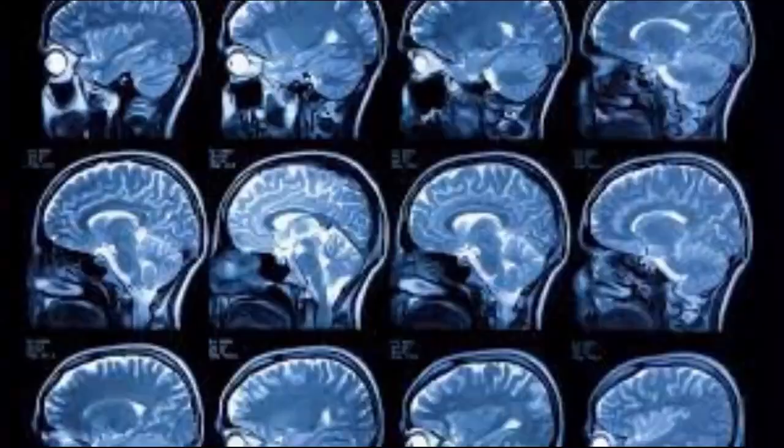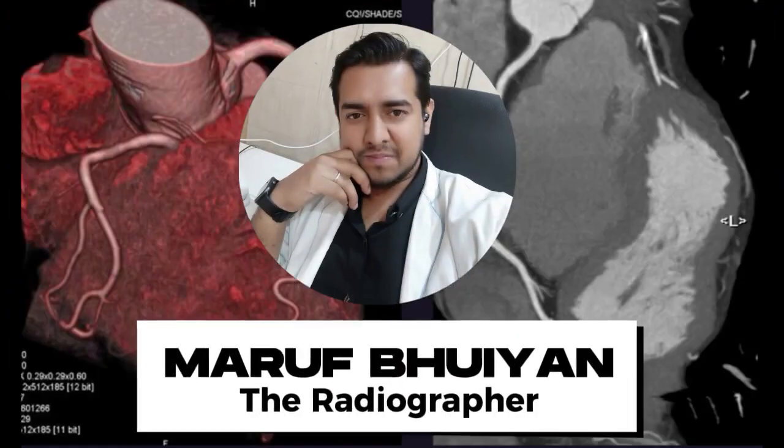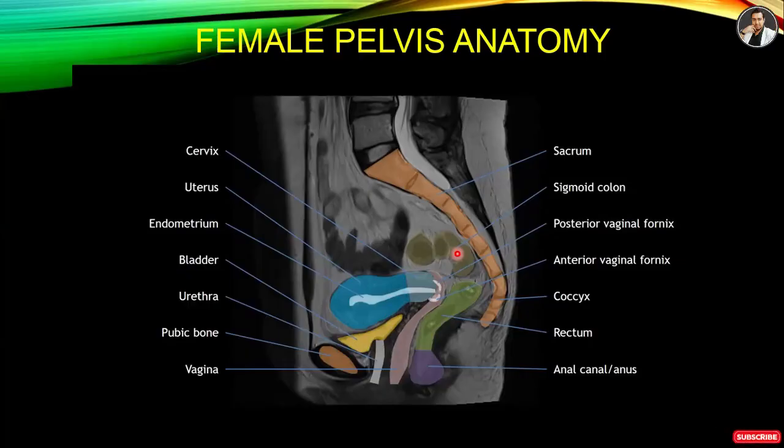Female pelvis. Female pelvis has a target of uterus and overfocusing. What about male pelvis? Male pelvis doesn't have any organ. It has bladder, prostate, rectum.